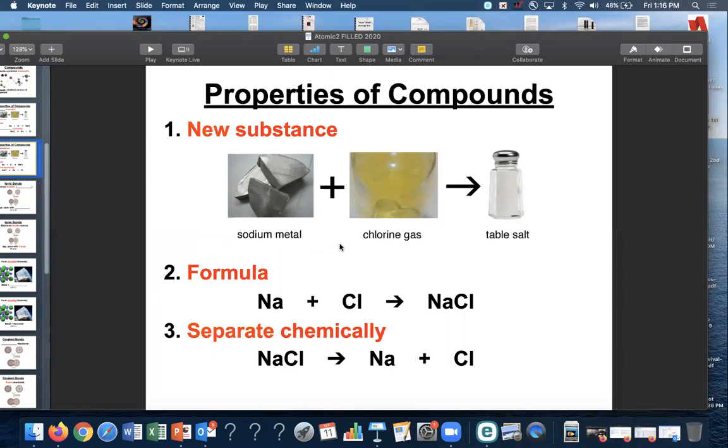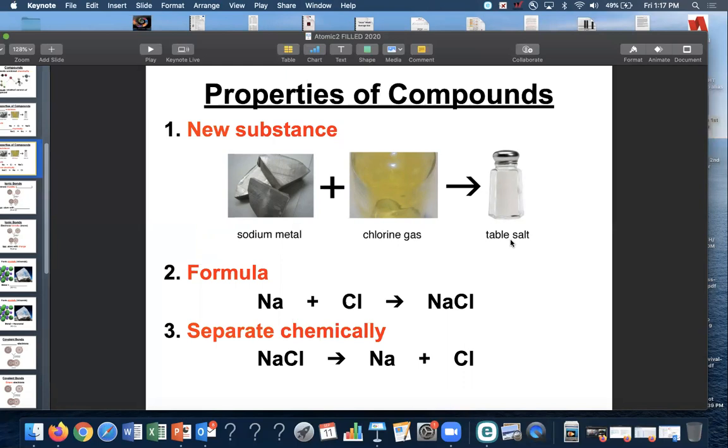But you take those two things, a metal that is very volatile and potentially explosive, and chlorine gas, which is deadly, and it makes table salt, something completely different from both of them. In actuality, table salt is something that your body has to have. You have to have salt. If you somehow managed not to have salt in your diet, over a long enough period of time, it would kill you.